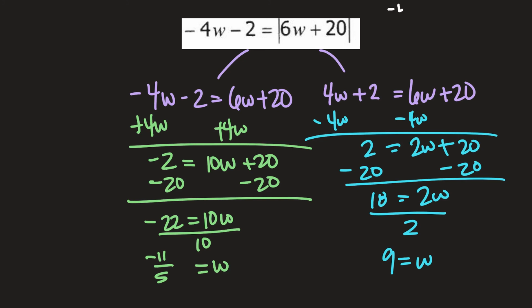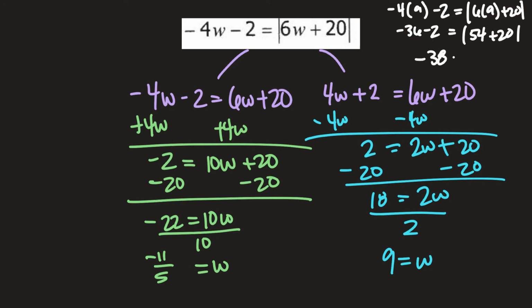So I have a negative 4w. We're going to check 9 first. Negative 4 times 9 minus 2 is equal to the absolute value of 6 times 9 plus 20. So negative 4 times 9 is negative 36 minus 2. And 9 times 6 is 54 plus 20. So negative 36 minus 2 is a negative 38. You could pretty much stop there because can the absolute value equal a negative? No, there's no way.